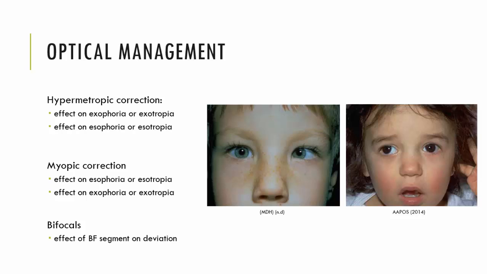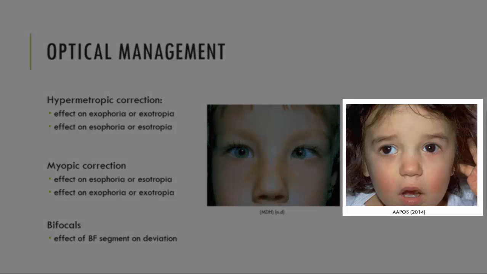So we expect that it's going to be the opposite, don't we, for the exotrope? Here we have the exotrope. Let's say they were hypermetropic. Well, if they're hypermetropic, giving them the glasses will relax their accommodation and the exo will be worse. If they were myopic, then the patient will accommodate more, and with that accommodation will come more accommodative convergence and the exo will be better.